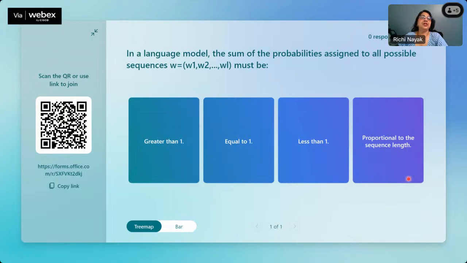Let's see this question. Take a pause. In a language model, the sum of probabilities assigned to all possible sequences must be equal to 1. So that is the basic concept. Whatever we are doing, it's based on the fact that the highest probability is 1, the sum, and then it goes less. So great work.